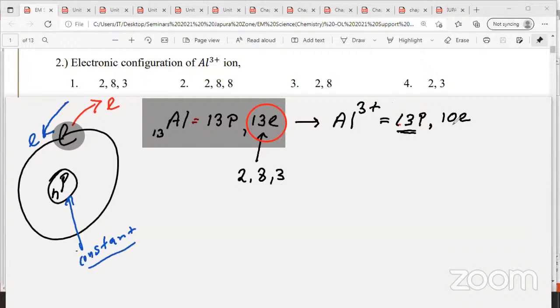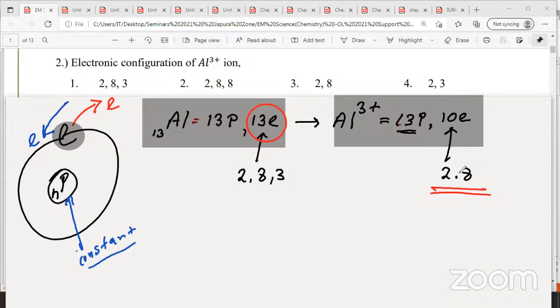So what is the electronic configuration of Al3+? 2, 8. That is the answer. Everything you should know; you can't just memorize this. You have to start from the atomic number. First you should know the aluminium atom configuration, then you can go from that to the Al3+ aluminium ion. Therefore the answer is 2, 8. Those who have not done this can copy down 2, 8.